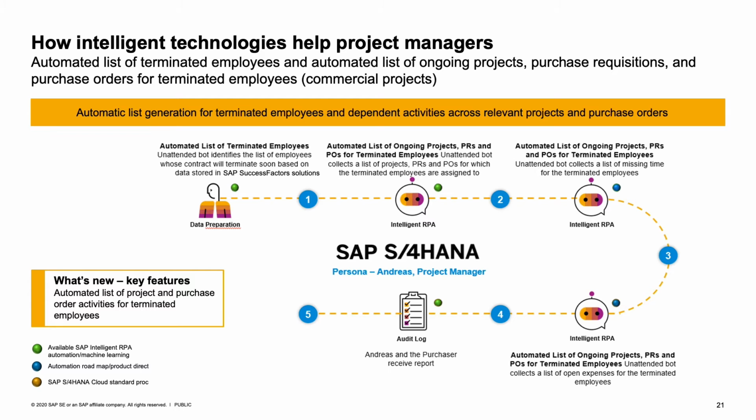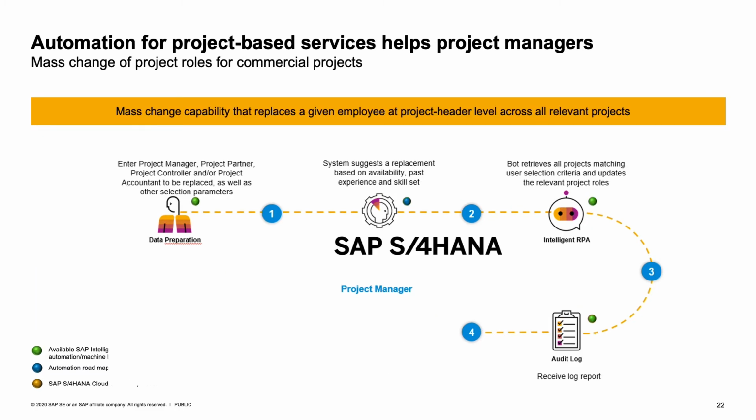The business users that can use this automation are project managers, of course, and the purchasers, who can benefit from the list of purchase requisitions and purchase orders that is provided. This is the digital automation area within professional services, and it shows how it improves the efficiency and effectiveness of a project manager managing the different project activities.